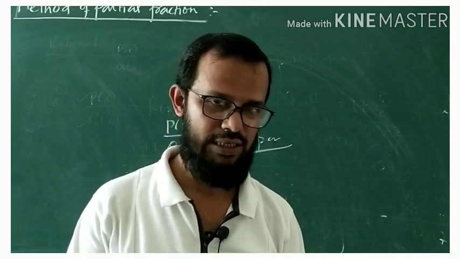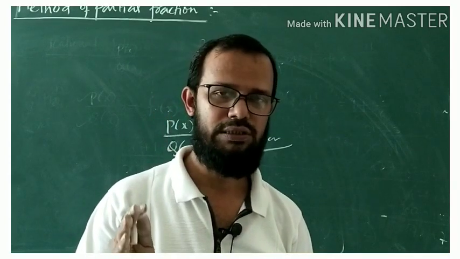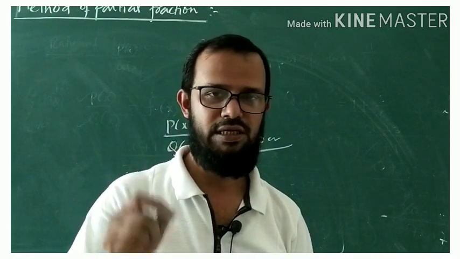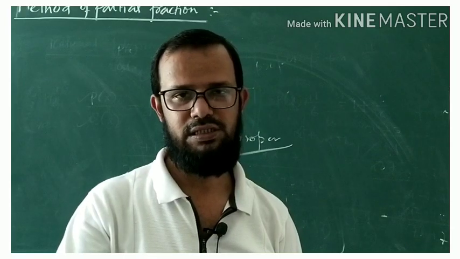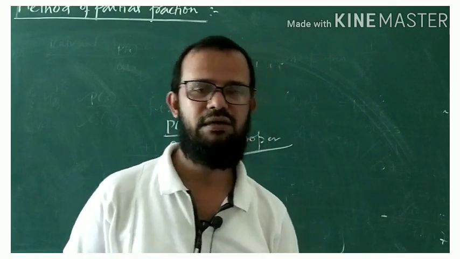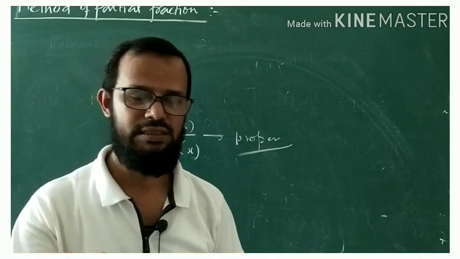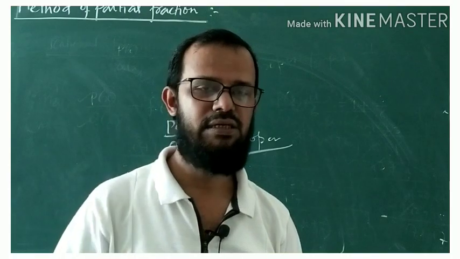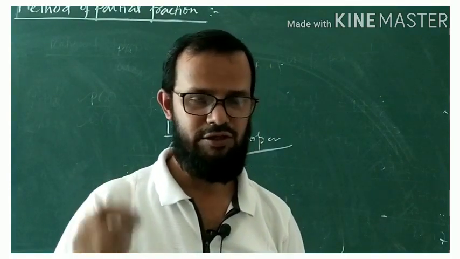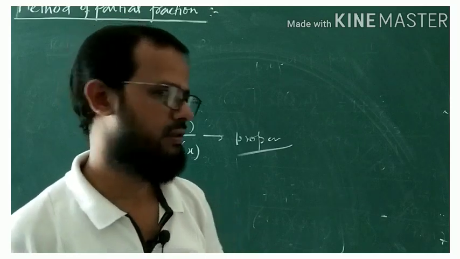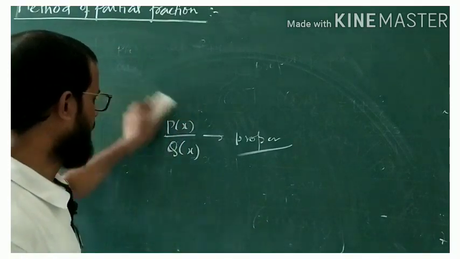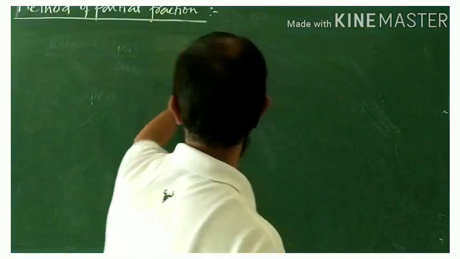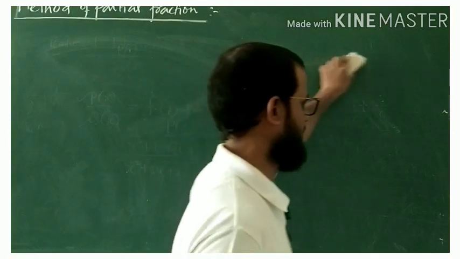So this is the idea, and we also get to know what the degree of a polynomial function is. If the degree of the polynomial in the numerator is less than the degree of the polynomial in the denominator, then it is proper. And if the degree of the numerator polynomial is greater than or equal to the degree of the denominator polynomial, then we can say it is improper. So we know what is improper and proper, and how they can be resolved into partial fractions. This is the basic idea we have discussed in this class.